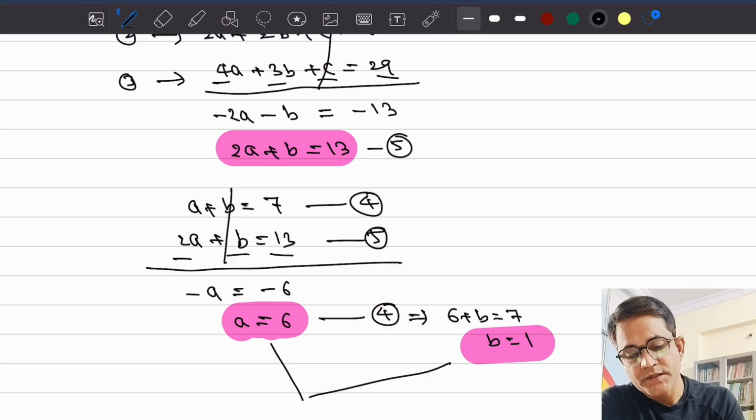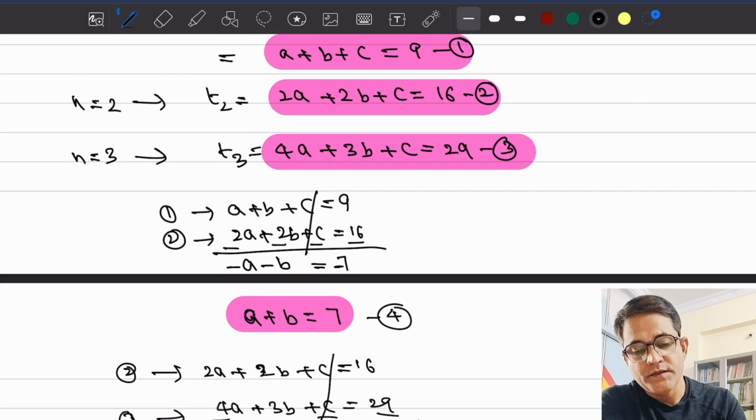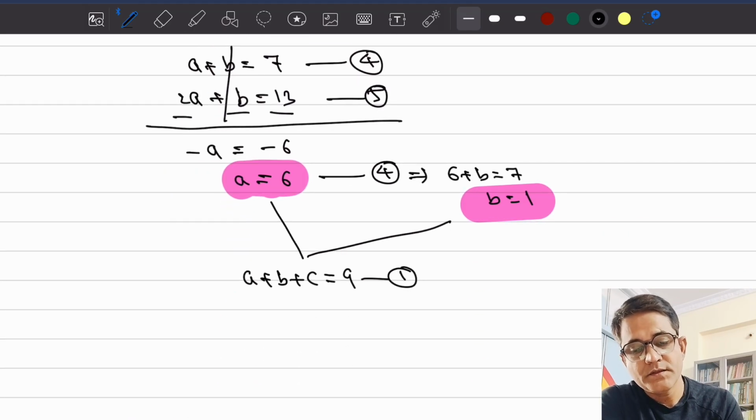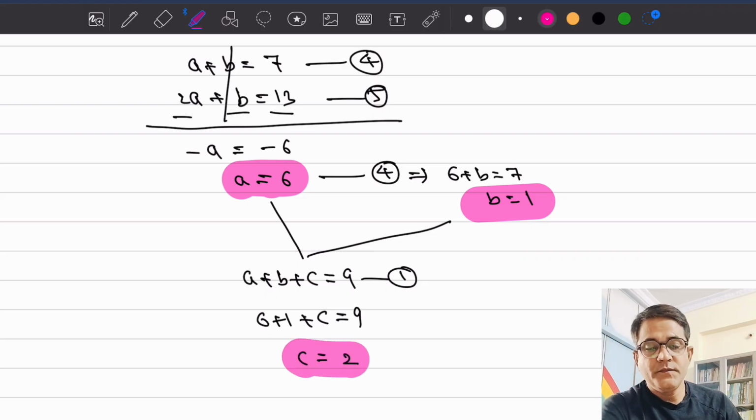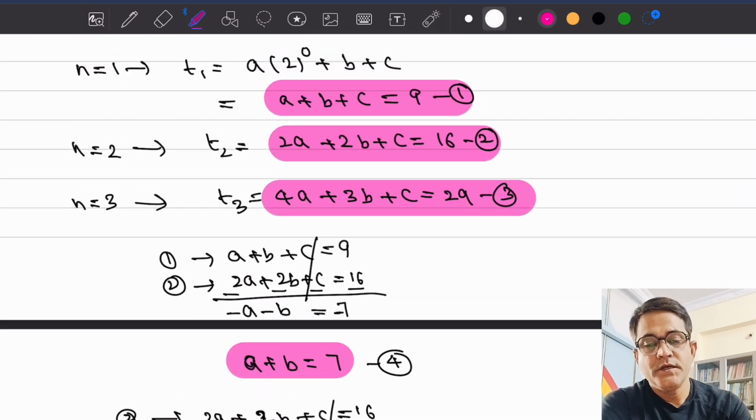Now substituting A and B in the first equation, A plus B plus C is equal to 9. Then 6 plus 1 plus C is equal to 9. C is equal to 2. So we got the A, B, C values. Now what is our general term? General term is this one.